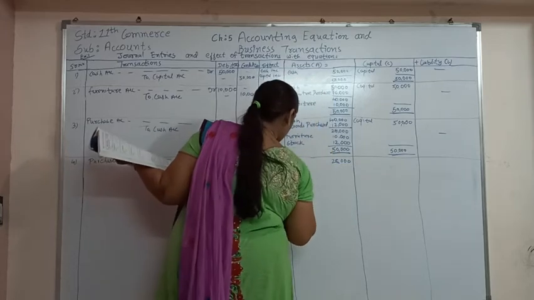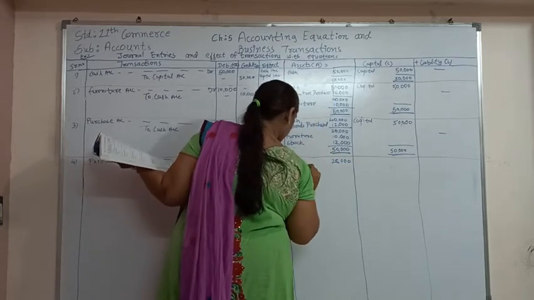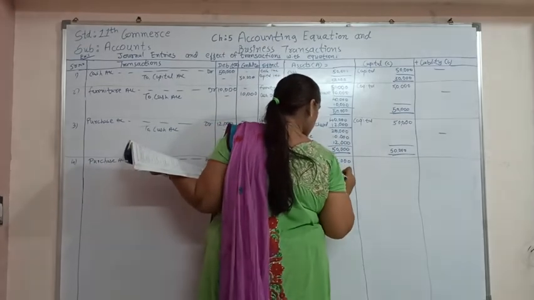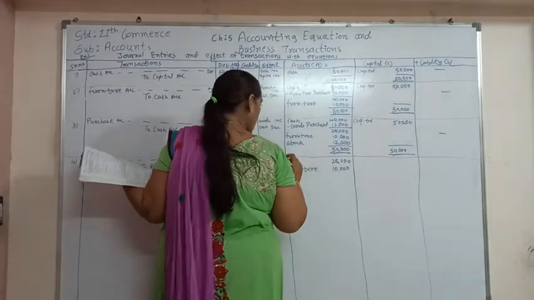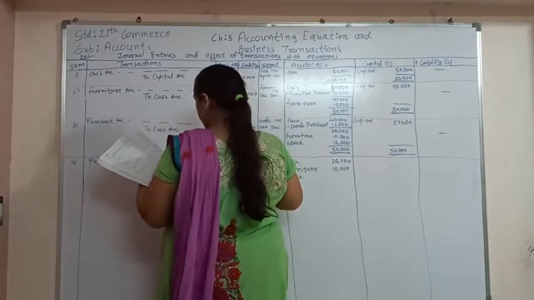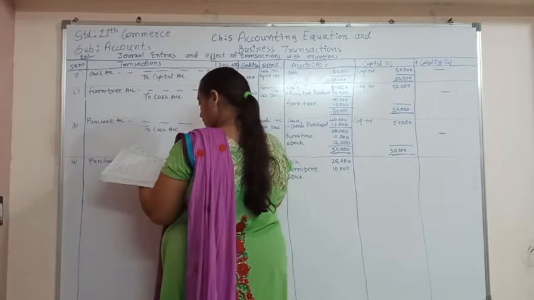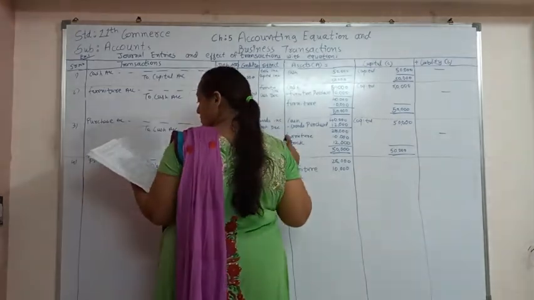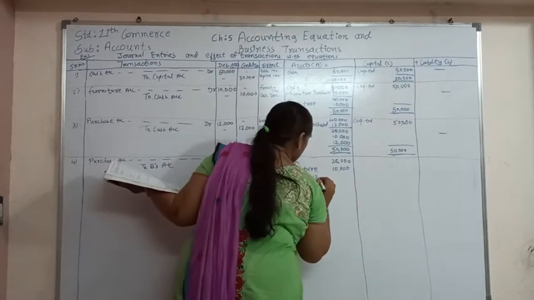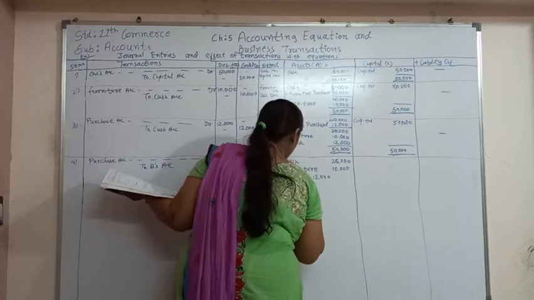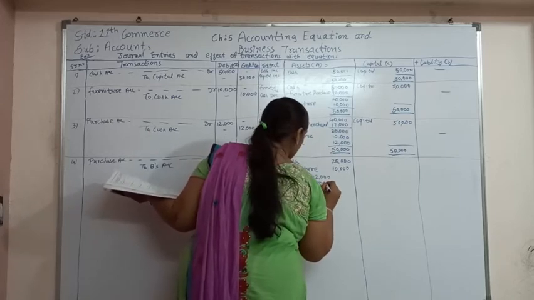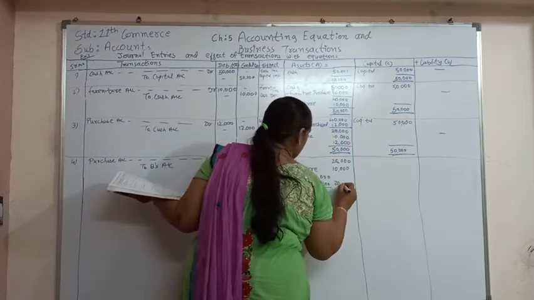Again, furniture account, that is of rupees 10,000, that is also going to be continued. And stock is going to be increased as we have purchased the new goods. So because of purchase, stock is going to be increased. From 12,000 we are going to add the purchase, so that will be 8,000. So total will be 20,000.